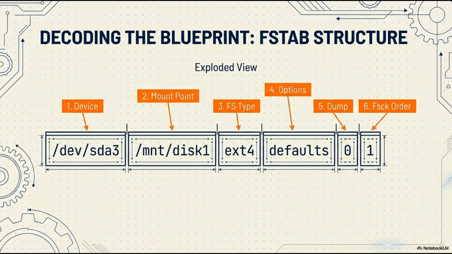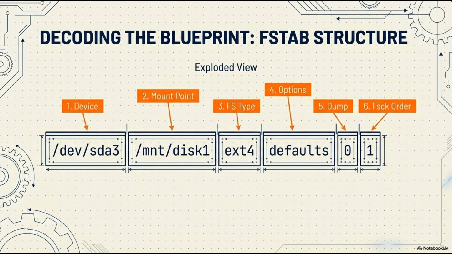Right. Then the last 2 are just numbers. Column 5 is dump. This is for an ancient backup utility, honestly. You will almost always set this to 0. We just don't really use it anymore. And column 6? That is pass. This sets the order for error checking during boot. Your root drive, the main OS, it gets a 1. It always goes first. Everything else gets a 2. And if I put 0? The system just skips checking that drive entirely, which is fine for non-critical storage.